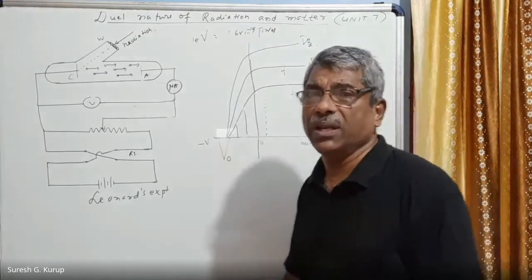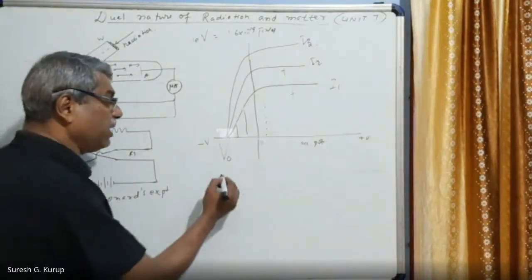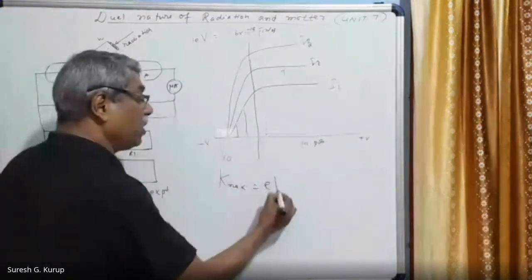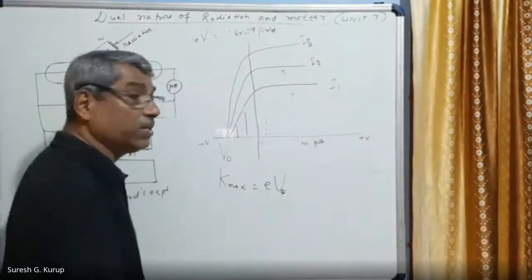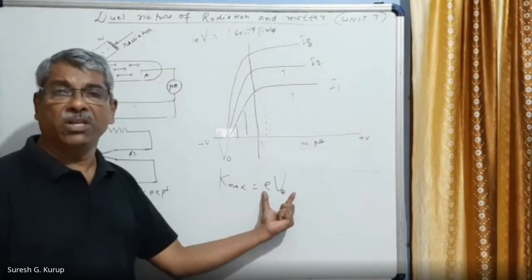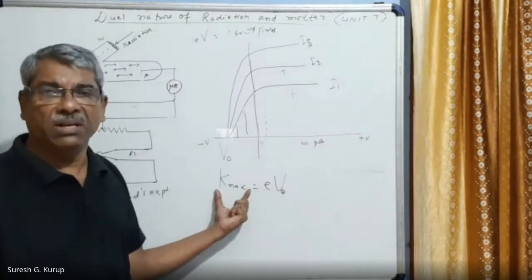So we can write a beautiful relation in this case. What is that? That is the maximum kinetic energy, K max, is equal to eV0. What is eV0? That means the work done by the stopping potential is equal to the maximum kinetic energy of the electrons.